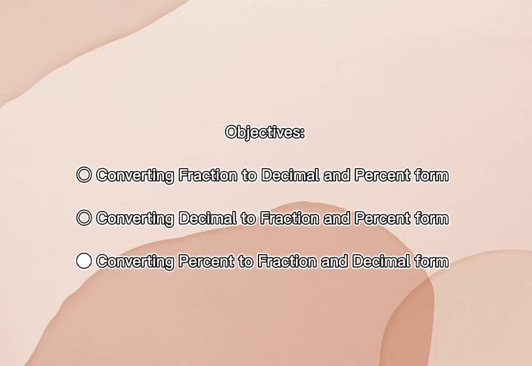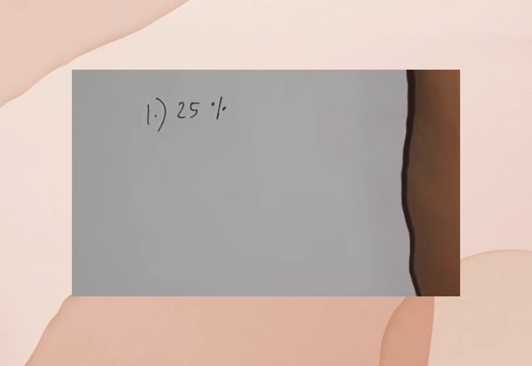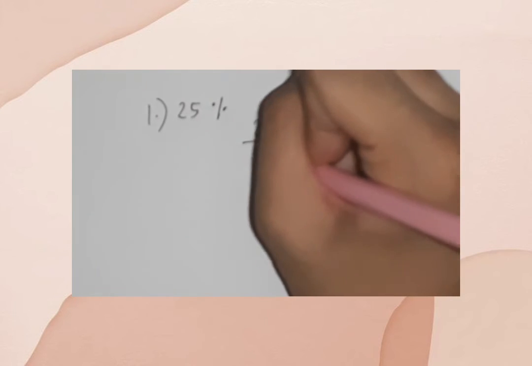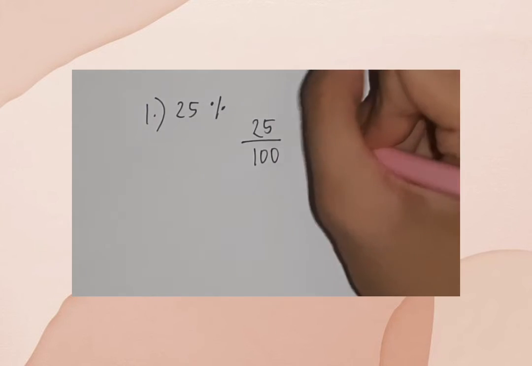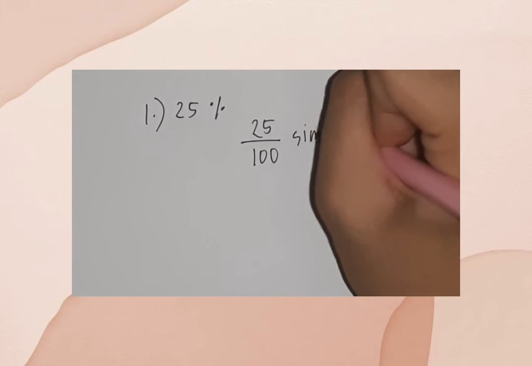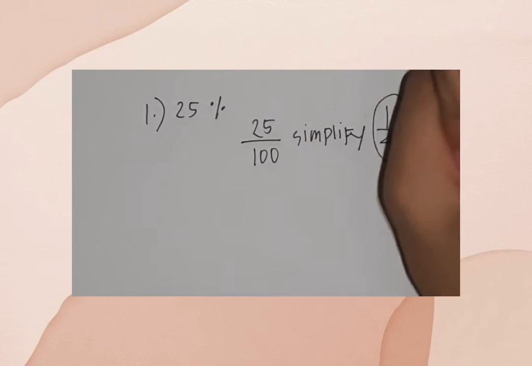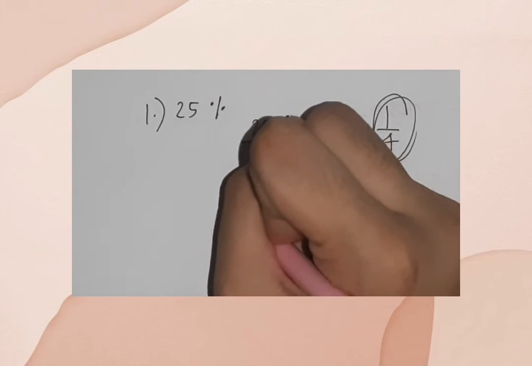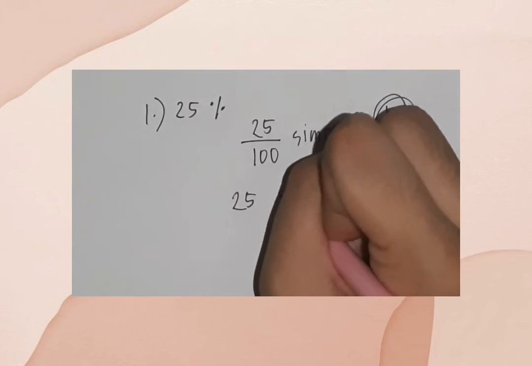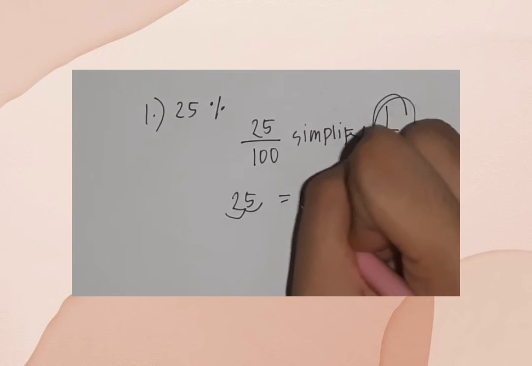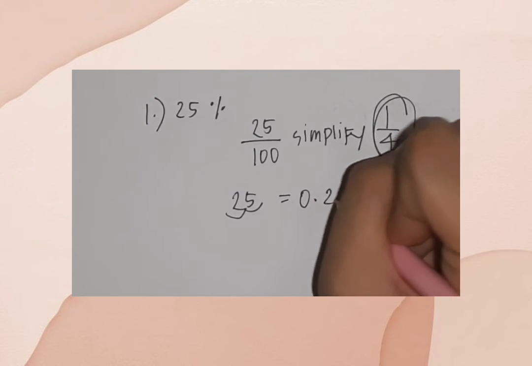Lastly, converting percent to fraction and decimal form. For our first example, we have 25%. We just need to divide it by 100 to get the fraction. So the fraction of 25% is 25 over 100. Let's simplify it. Both numerator and denominator are divisible by 25. So we have 1/4. To get the decimal form, we just need to move the decimal place twice to the left. So the decimal form is 0.25.